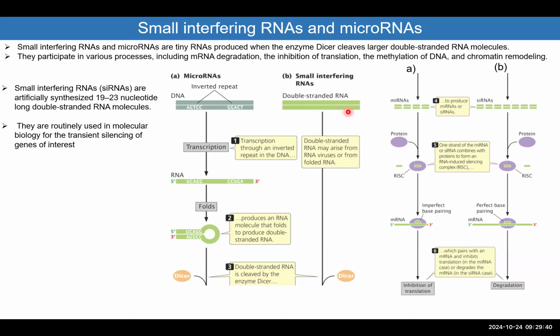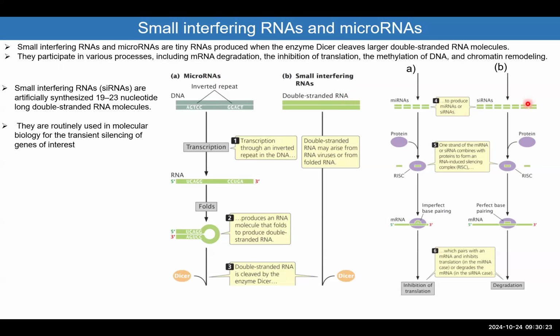Now, the source of the small interfering RNA is not very clear. It could be probably through the infections we got with the viruses. But what happens is that double-stranded RNA is generated. And whenever this double-stranded RNA is generated, it will be recognized by the dicer, the same process that we discussed with the microRNA. So the only difference between microRNA and small interfering RNA is the source of the double-stranded RNA.